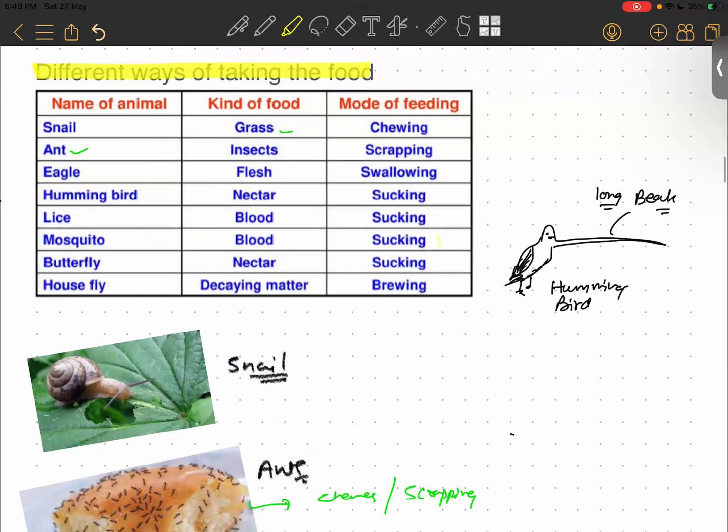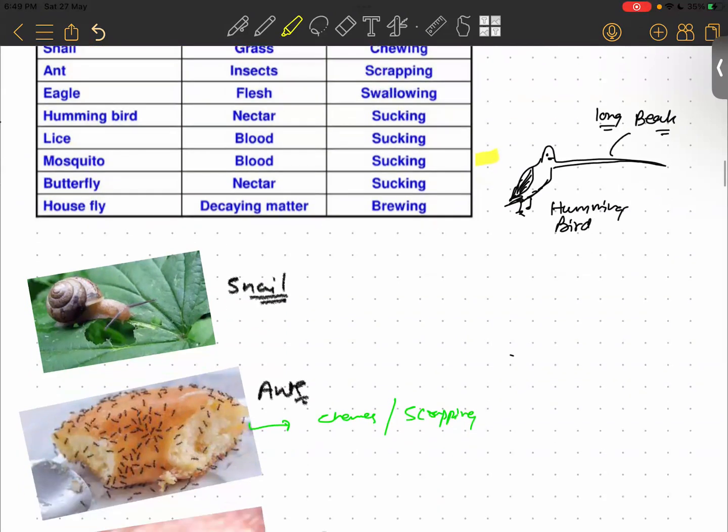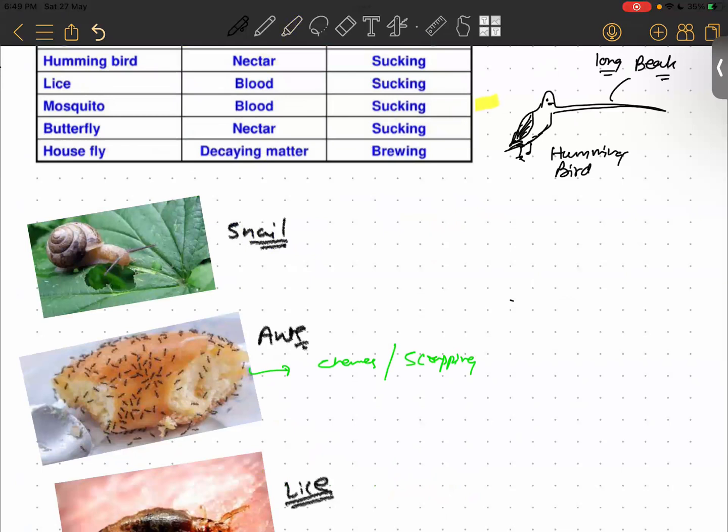Now what about mosquito? Mosquito also sucks up blood from the human skin. They have a tube-like mouth. If I were to draw a diagram of a mosquito here, let's say these are the eyes. The mosquito has a very long tube-like structure. That is the mouth of the mosquito, and via this mouth, the mosquito sucks up the blood.